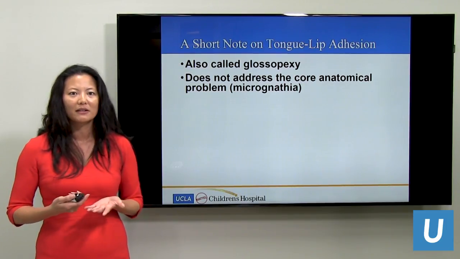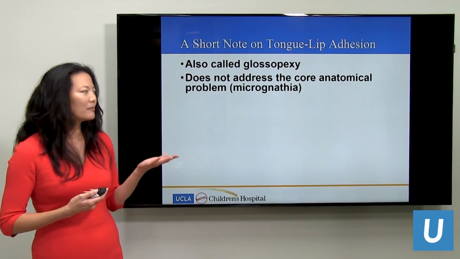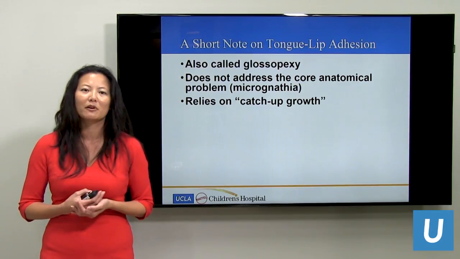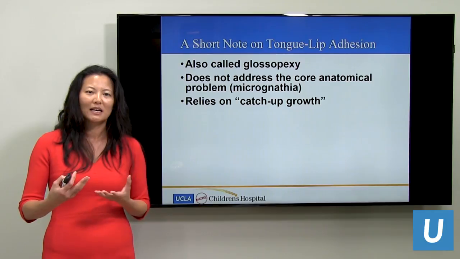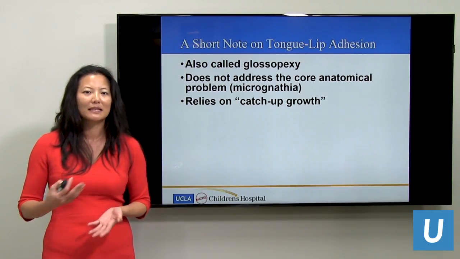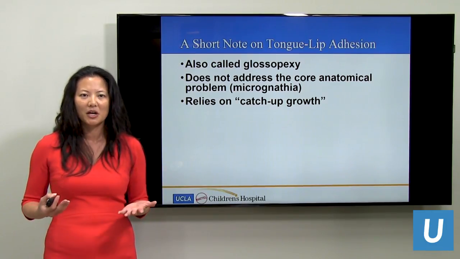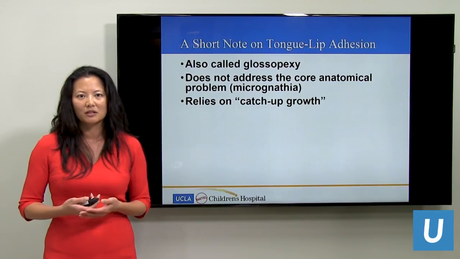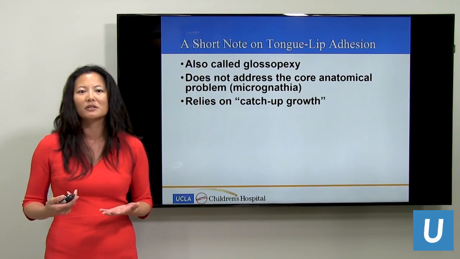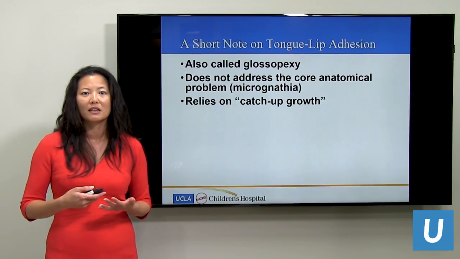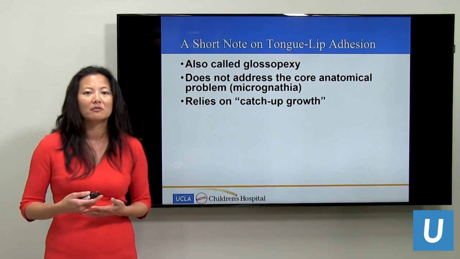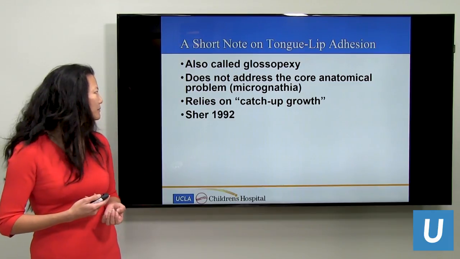And the problem here is it doesn't address the mandible, but also it relies on catch-up growth, meaning that the mandible needs to grow in order for this tongue-lip adhesion to then be released later on. And as we know, it doesn't always grow so well, so then it's real difficult to release these types of procedures without having some amount of respiratory obstruction afterwards.